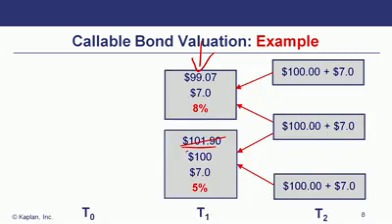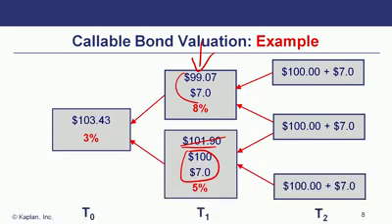And now we're just going to use the call price plus the coupon payment that would come at the end of the period. And that's going to be what we take, and so we're going to come back to time 0. We're going to say, okay, we've got a 50% chance of getting 99.07 plus 7, and a 50% chance of getting 107. And we're just going to find the expected value, discount back at 3%, and we're going to find that the value of the callable bond is 103.43. Notice that the value is lower than the straight bond, right?